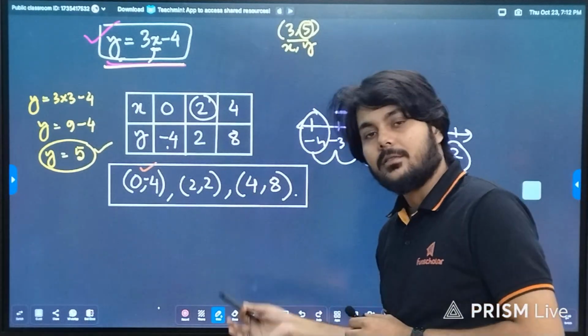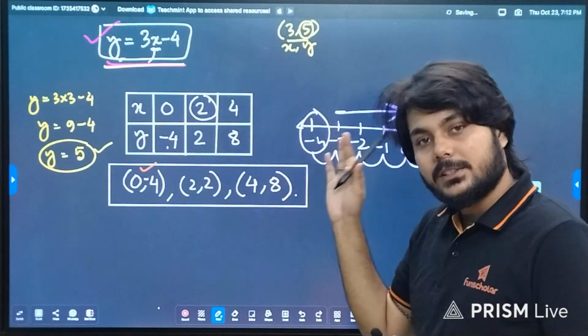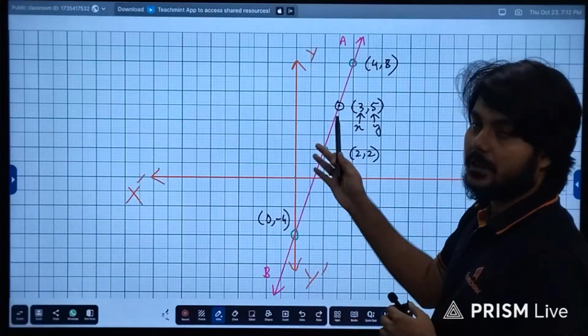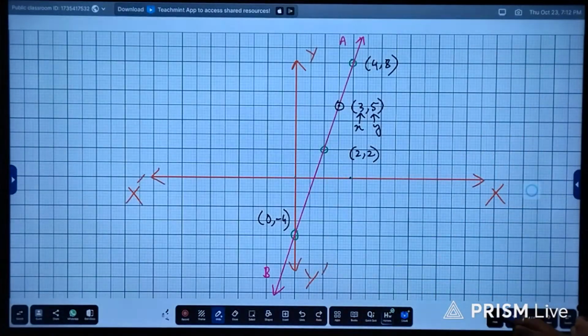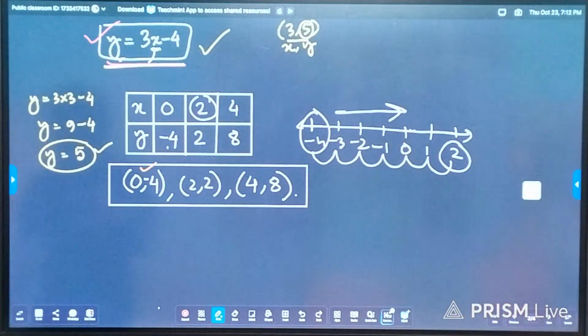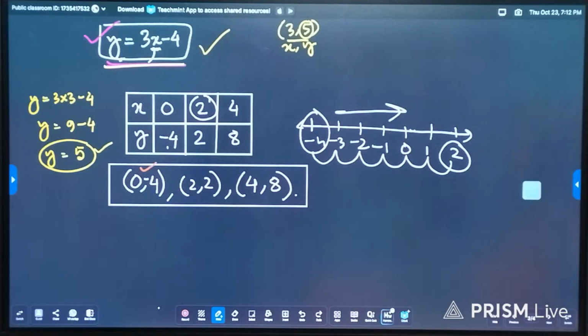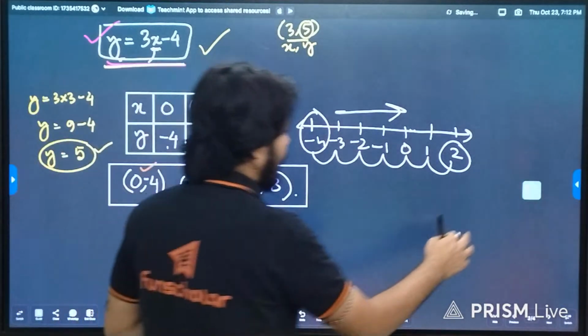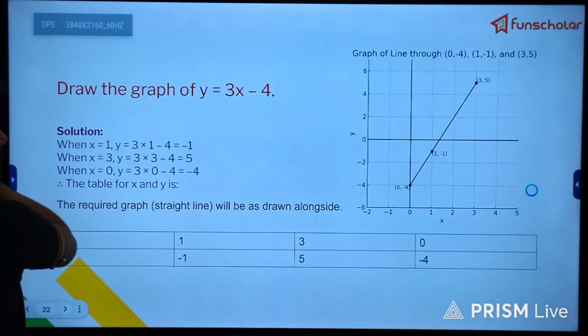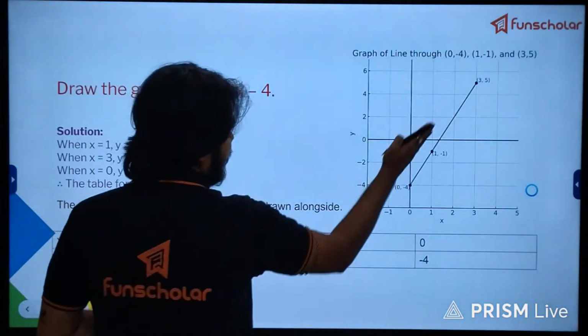That means the graph we have drawn is surely correct, and every point that lies on this straight line will be a solution for this particular algebraic expression. Tell me in the comment section if you still have any doubt. I don't think you have any doubt regarding this. So we are returning back to our PPT. Y equal to 3x minus 4, this will be the graph.